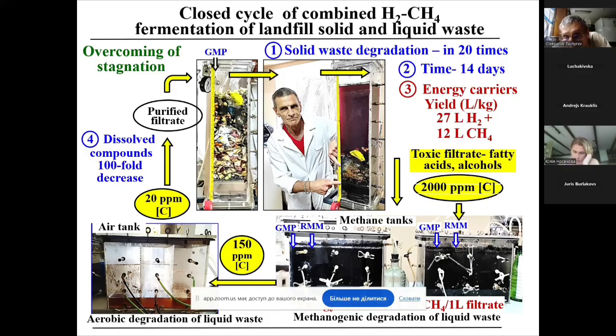And in this very short period, we obtain solid waste degradation by 20 times in mass and in volume. Simultaneously, we obtained a gaseous energy yield of 27 liters of hydrogen and 12 liters of methane from each kilogram of solid waste. Then, additionally, we obtain 1 liter of methane in methane tanks. And from each liter of filtrate, we obtained an additional 1 liter of methane.